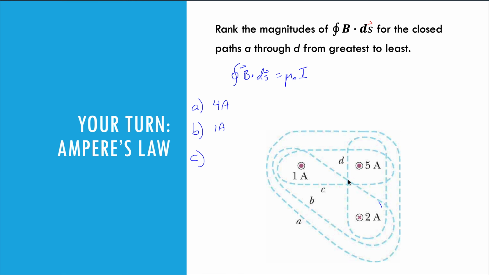For loop C, which is horizontal here, we have 5 and 1 in the same direction, which is 6 amps. For D, the vertical loop here, we have 5 and 2 in opposite directions. We're going to subtract them to get 3 amps. So I just calculated the I that was penetrating that surface, because whichever one has the greater I is going to have the greater integral. So when we rank this, it's going to be C, A, D, and B. In the next few videos, we will do more involved examples where we will learn how to use Ampere's law even more.